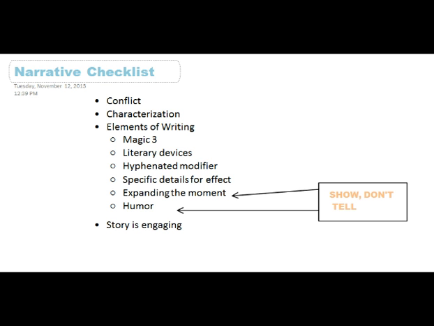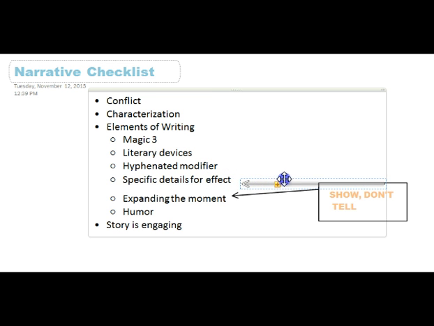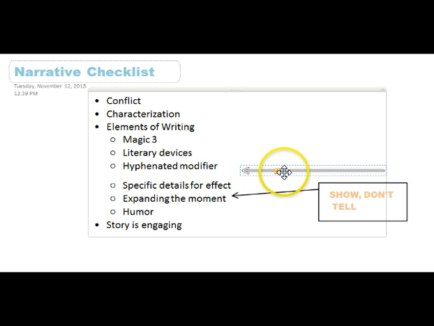Elements of writing. Again, this is your magic threes, your literary devices, hyphenated modifier, specific details for effect, expanding a moment, and humor. And I apologize, my arrows are off. This should not be pointed at humor. This should be pointed at specific details for effect. These are your showing, not telling elements. Okay? This is where you're going to really get that showing, not telling, is through these techniques.